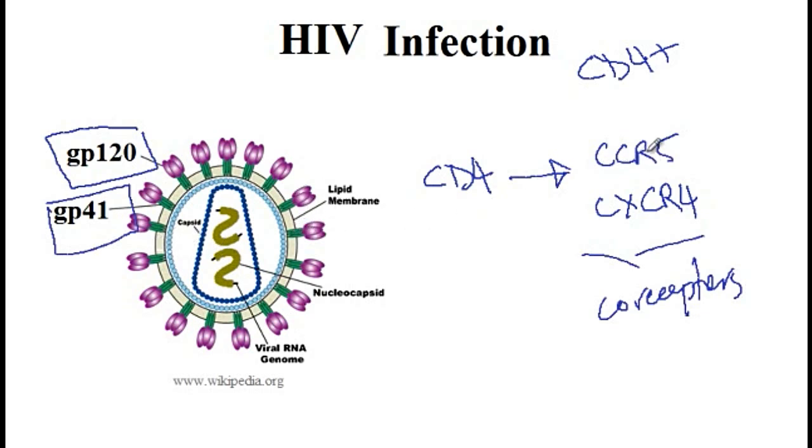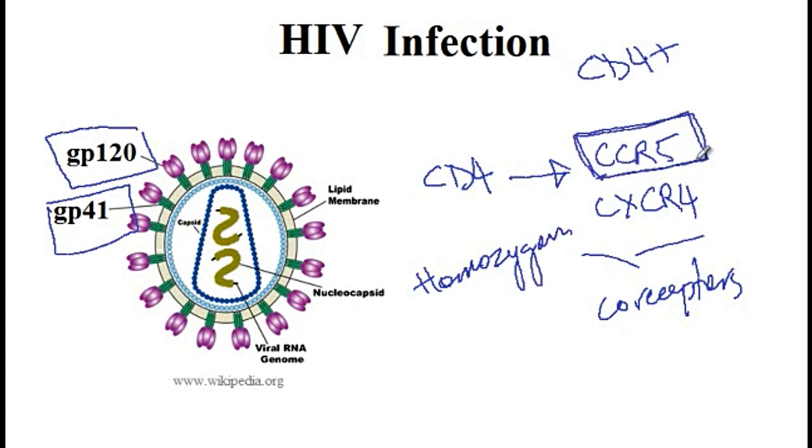So individuals that have a mutation in CCR5, if they have homozygous mutations, then they're immune to HIV infection. And if they're heterozygous, then the course of the disease would be very slow in these individuals. So mutations in CCR5 co-receptors make patients either immune or resistant to HIV infection.